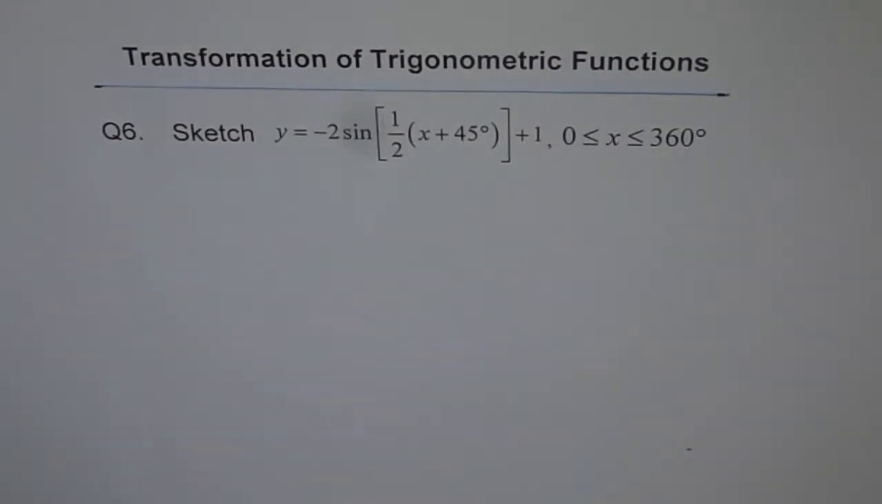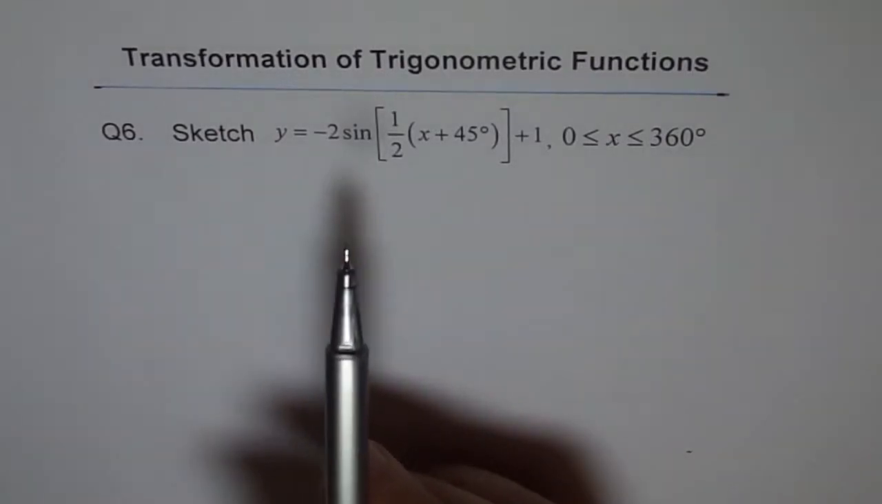Transformation of trigonometric functions. Question 6. Sketch y equals minus 2 sine of half x plus 45 degrees plus 1, and x is between 0 to 360 degrees. Now, I already explained to you in question 5 how to sketch a sinusoidal transformed function. Now this one I would like you to sketch.